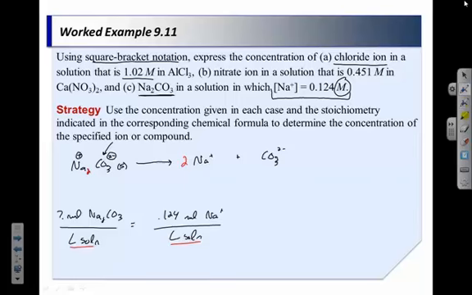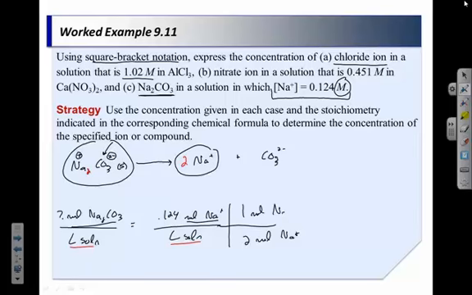What I need to change is moles of sodium into moles of Na2CO3. Again, the relationship between one substance and another substance comes from their coefficients in the balanced reaction. So it's not really a chemical reaction, but in this dissolving process, 2 moles of Na plus are created for every 1 mole of Na2CO3. And so this will cancel, and I'll have to divide that by 2, which will give me 0.062 moles of Na2CO3 per liter of solution.